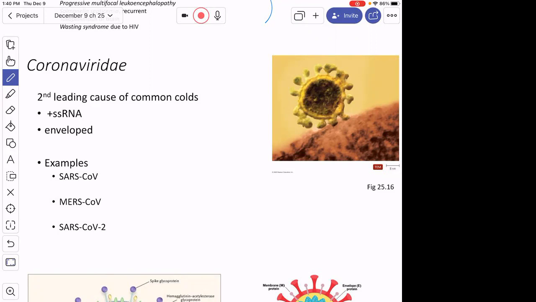It's a positive-sense single-stranded RNA virus, so it can just act as messenger RNA. It's enveloped. And some examples. So SARS-CoV. These are the names of the viruses and the infections that they cause. SARS-CoV is severe acute respiratory syndrome.